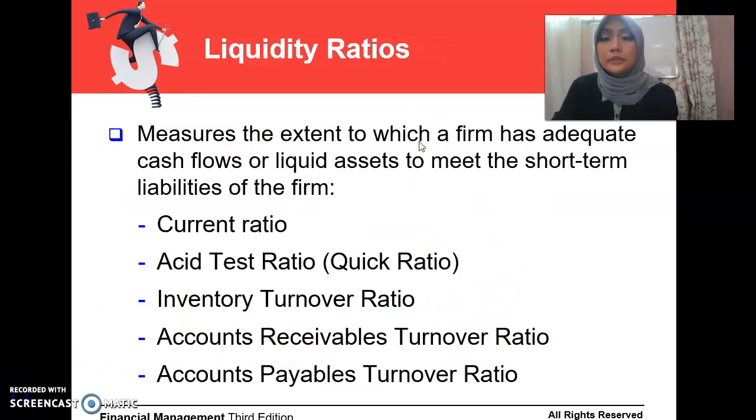Okay, what is liquidity ratio? Liquidity ratio measures the extent to which a firm has adequate cash flow or liquid asset to meet the short-term liability of the firm. It measures whether the firm has adequate cash flow to meet its short-term liability, meaning the firm has already borrowed from creditors. So if you calculate the liquidity ratio, you can determine whether the firm has the ability to pay. So for example, current ratio, acid test ratio, inventory turnover ratio, account receivable turnover ratio, and account payable turnover ratio. These are all the types of liquidity ratio.